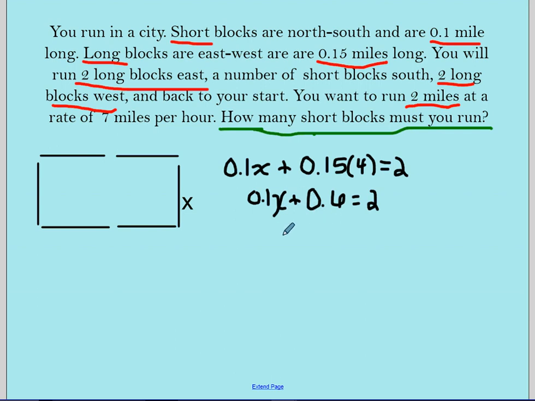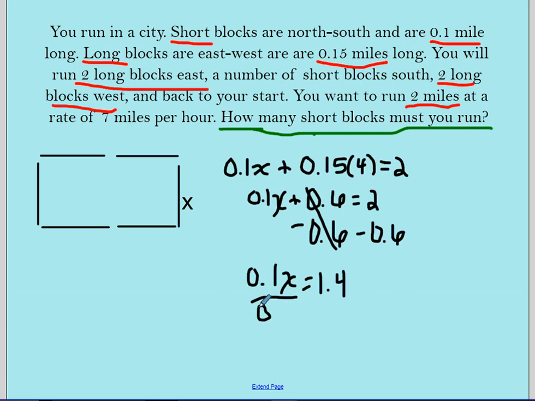Now I'm going to solve my equation like I normally would. I'm going to subtract 0.6 from both sides of my equal sign. So this goes away. I'm left with 0.1x equals 2 minus 0.6, which is 1.4. I'm going to divide both sides by 0.1 because my relationship between 0.1 and x right now is multiplying, so I'm going to do the inverse. That would be divide.